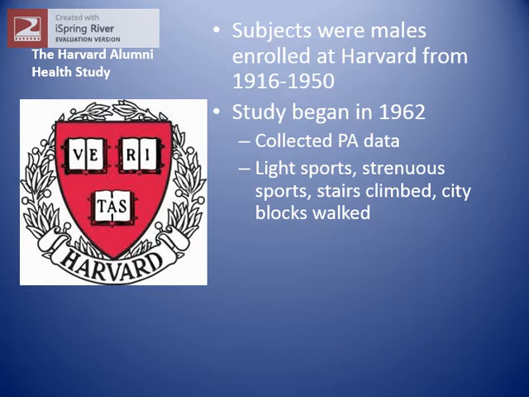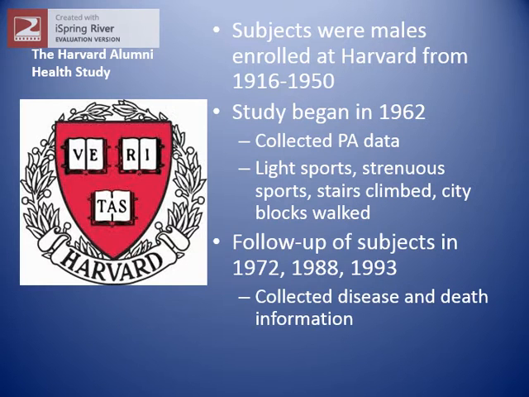Remember, most of these were businessmen living in large cities, Boston, New York, Washington, D.C., on the East Coast, and so they were walking city blocks every day, climbing flights of stairs into skyscraper-type buildings. So those were appropriate questions at this time. Then they followed up all of the subjects in 1972, 88, and 93.